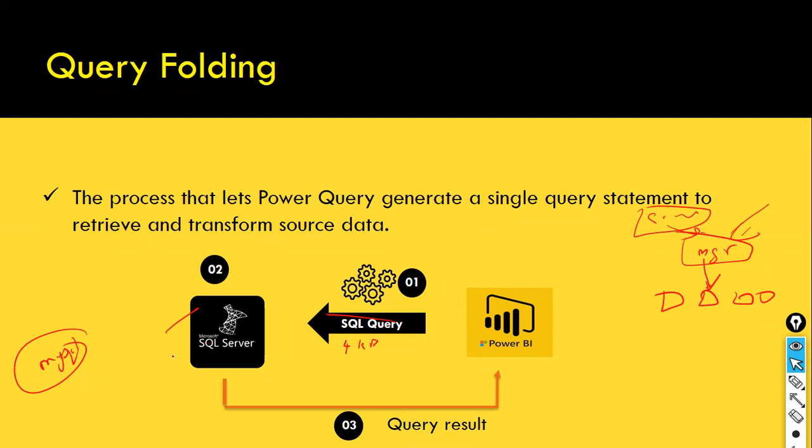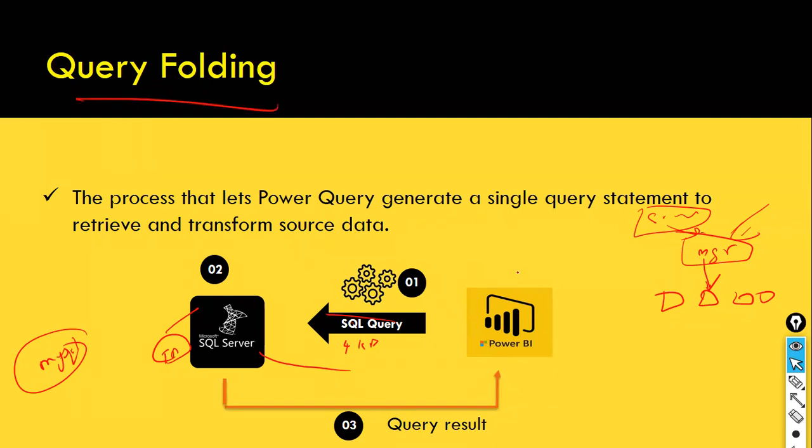Your data size is here. You have terabyte volume of data. You want to run a query against terabyte volume of data. Instead of sending a 4 KB SQL query file, if you download the terabyte volume of data here, it'll take a lot of time. Instead, there is an option called query folding.